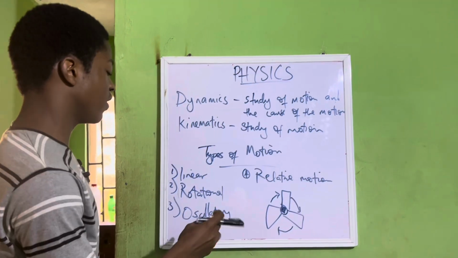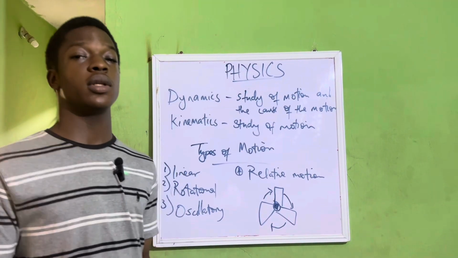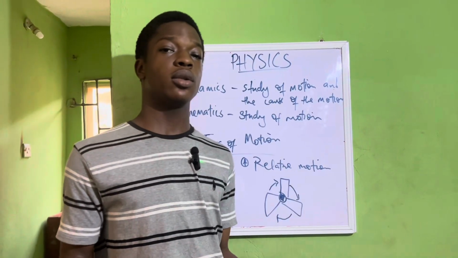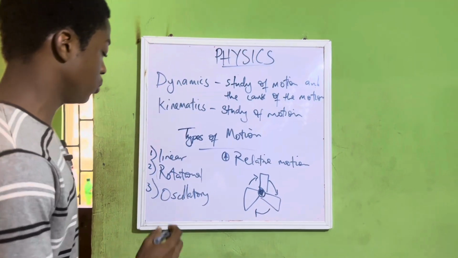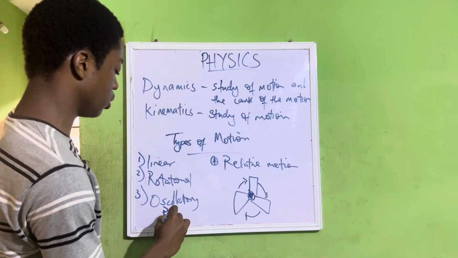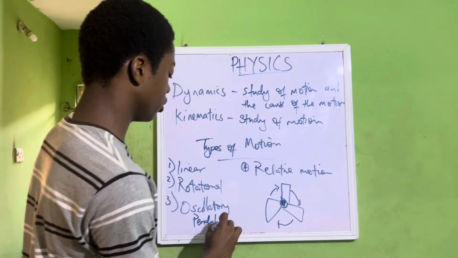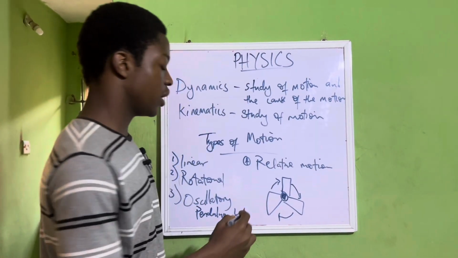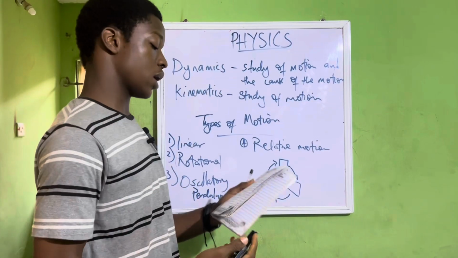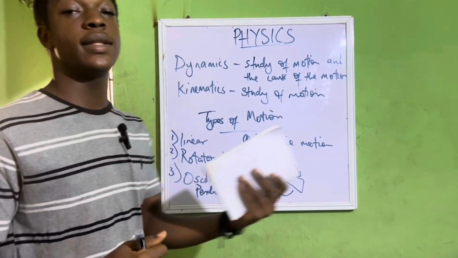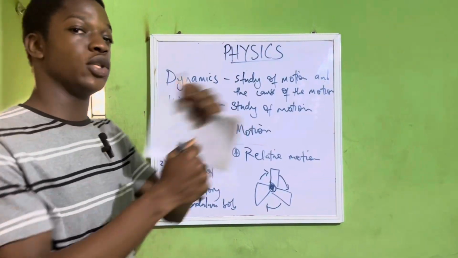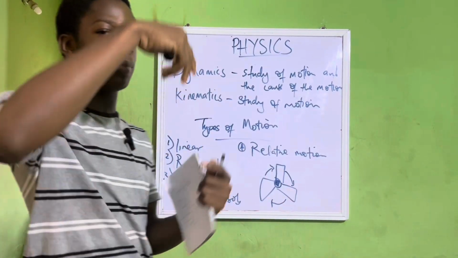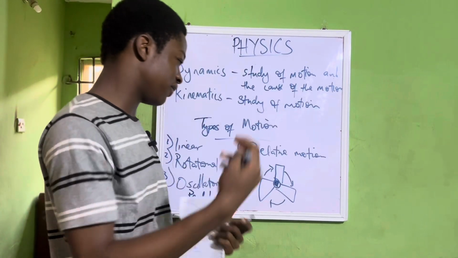And then we also have oscillatory motion. Oscillatory motion is basically the periodic to and fro movement of a particular body. An example of oscillatory motion is your simple pendulum bob. We all know the diagram of a pendulum bob. Another example is a punching bag. When it's fixed to a particular point, it goes to and fro about that fixed point.